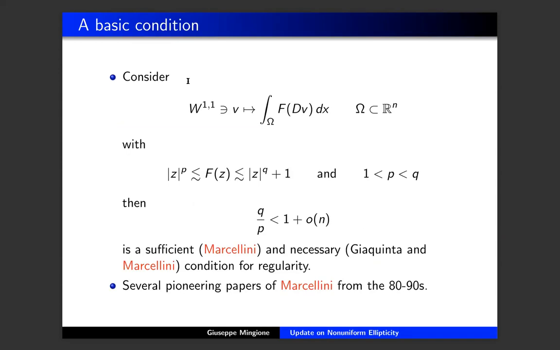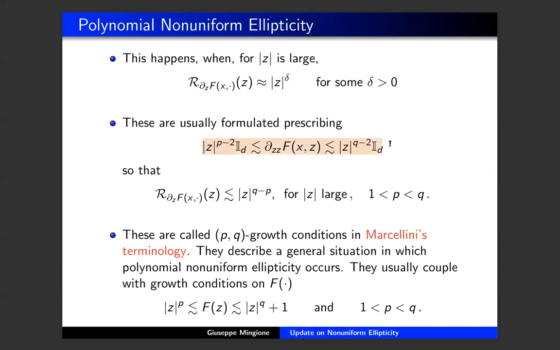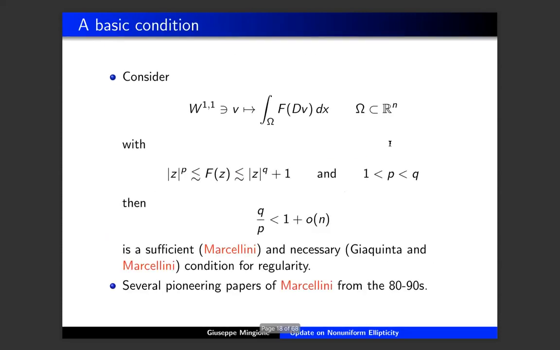Okay, the main point is that these assumptions are not technical, but must be there. For instance, a main model example of theorems that you can get by Marcellini and also by other authors is the following. You take a variational integral with p,q growth condition. When you prescribe both convexity and growth at p,q level, then you see that if you assume that the gap, the ratio between q and p, is not far from being one, that is, q is not too far from p, then you can prove regularity theorems.